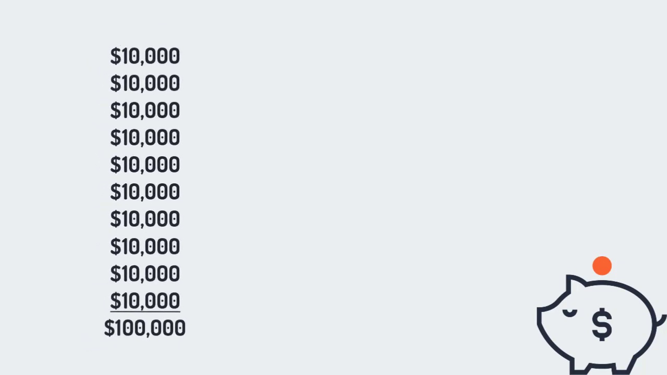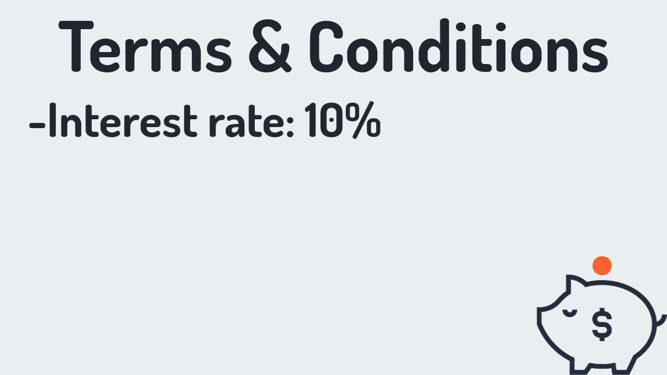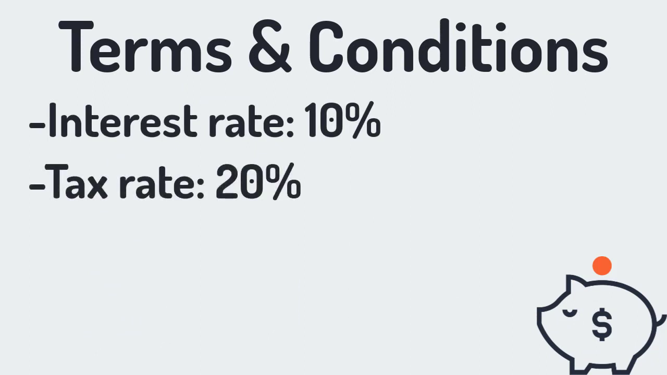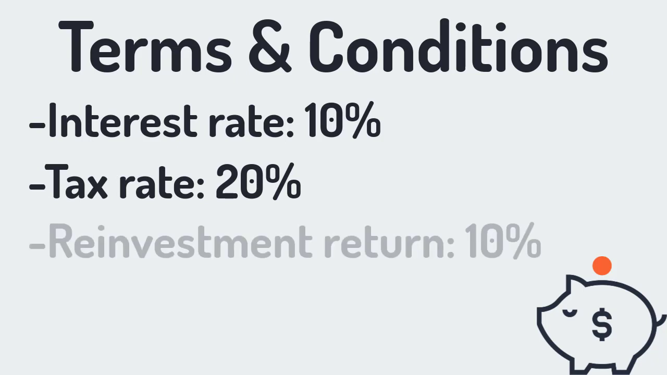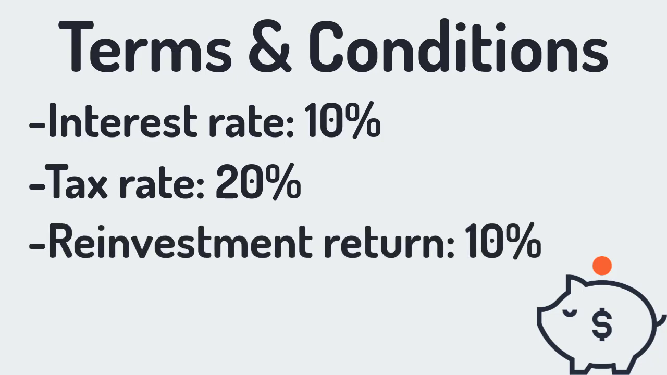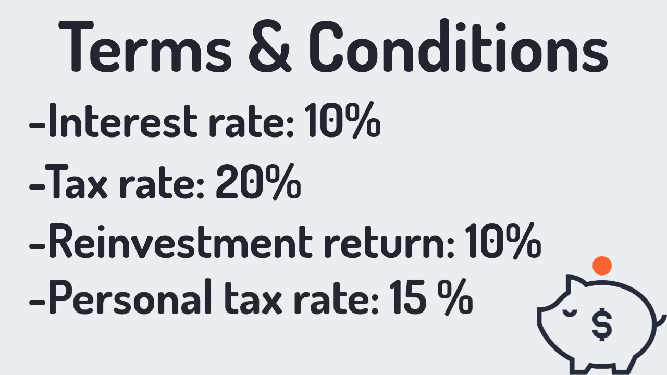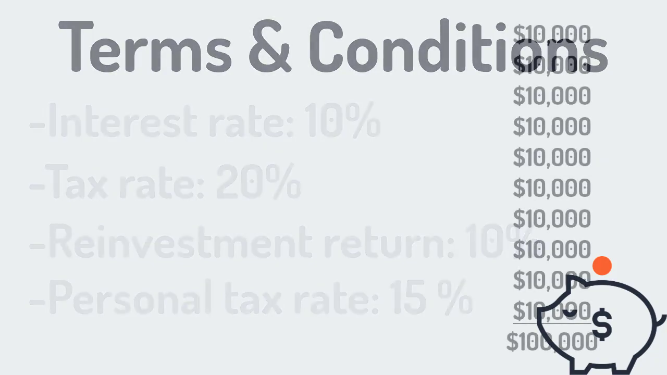Now this is a special savings account. It has a 10% interest rate. You have a 20% tax rate. Any money that you reinvest into this account also pays 10%. And any money that you distribute incurs an additional 15% tax. Now, what we've just described is a corporation with double taxation of dividends. But let's just keep this savings account in mind because it really is no different than a company.